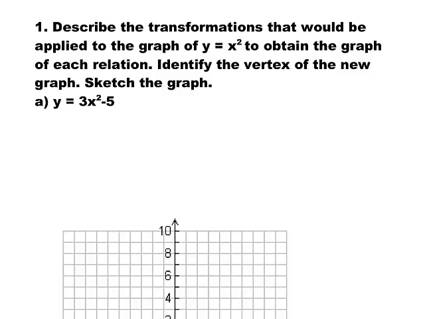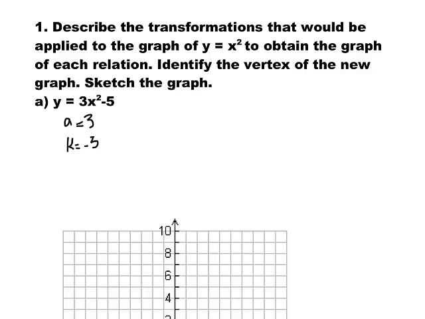The first example says, for the quadratic equation 3x squared minus 5, describe the transformations first. When we look at this one, we see that a is equal to 3 and k is equal to negative 5. This means the transformations are, first, a is positive and greater than 1, so we are going to stretch vertically by a factor of 3. And since k is negative 5, we are going to move the graph of the base function 5 units down along the y-axis.